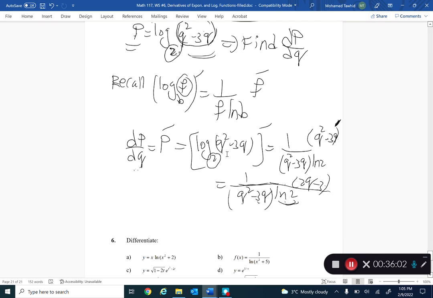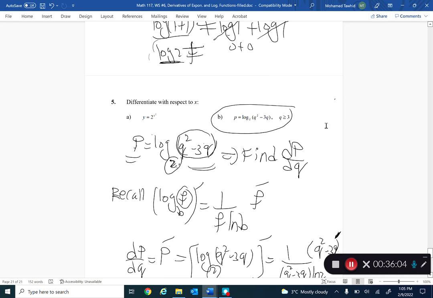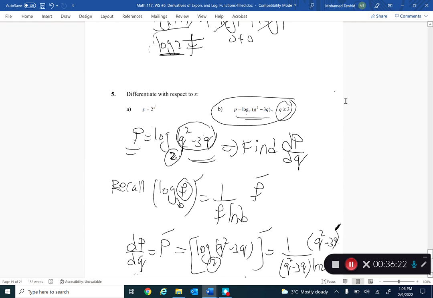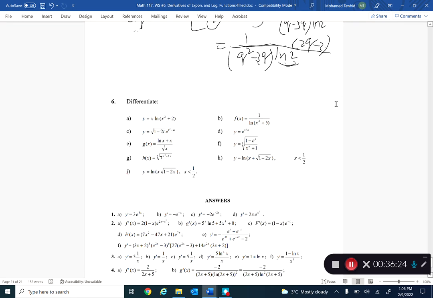And here they give you q greater than or equal to 3. That is the domain of your log, right? There is a condition that q must be greater than or equal to 3, which is okay. So that is not related to our derivative, but that is related to the domain of the function.